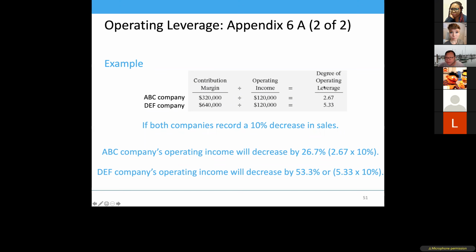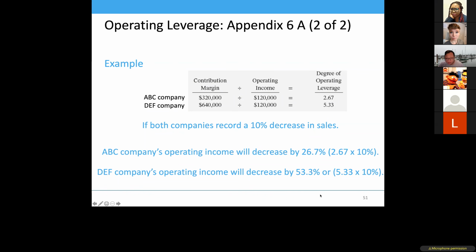Degree of operating leverage. So the idea is, I hope that you have already watched that video before you come to this lecture. If you haven't, that's fine. Make sure you watch it after, okay? And hopefully it will make more sense after you watch that.